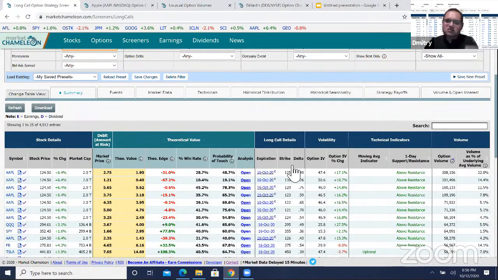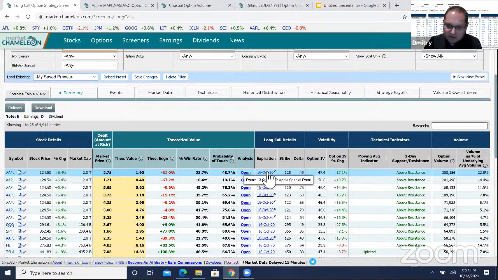But with options, there are different days that we're interested in. Since this option expires October 16th, we don't really need to know how the stock Apple performed between October 1st and the end of October, because this is going to expire before the end of October.